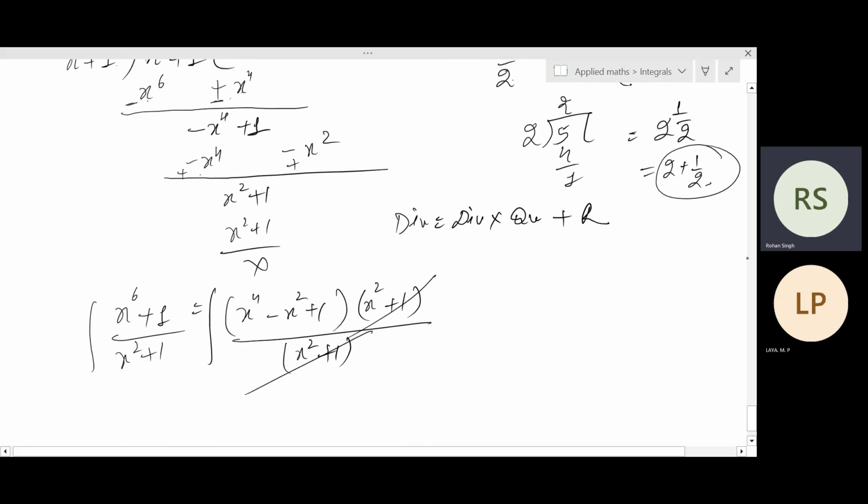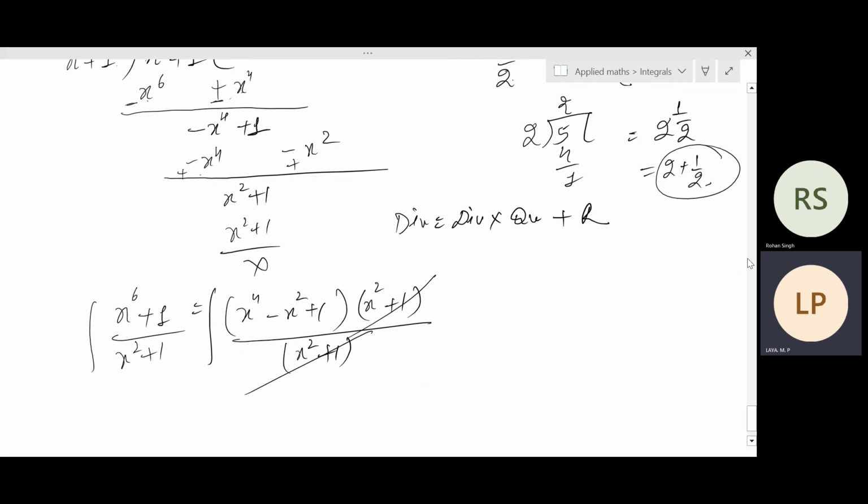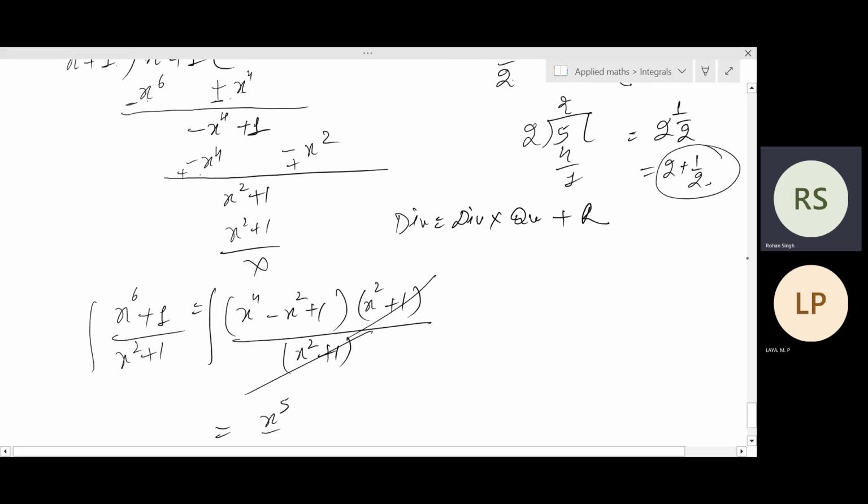x to the 4 minus x square plus 1. So we can just directly integrate them. It will be x to the 5 over 5 minus x cube over 3 plus x. So let's write this also: x to the power 5 over 5 minus x to the power 3 by 3 plus x plus c.